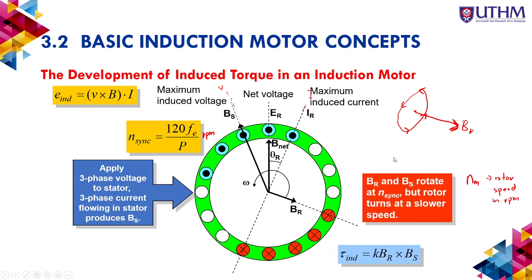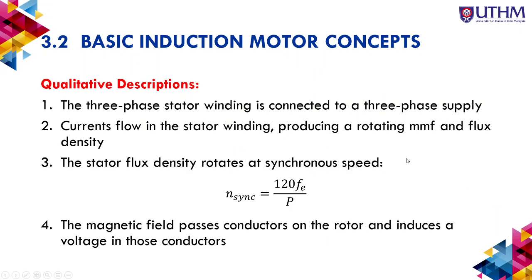So this is the induced voltage and induced torque. Okay, so this is easier. When there is a BR and BS, it's like a cross product, and this is the direction of the cross product. So that is the direction of the torque, the torque induced, same as the previous. I think the previous explanation is much clearer compared to this one. So this is the explanation, whatever I said, in terms of text.